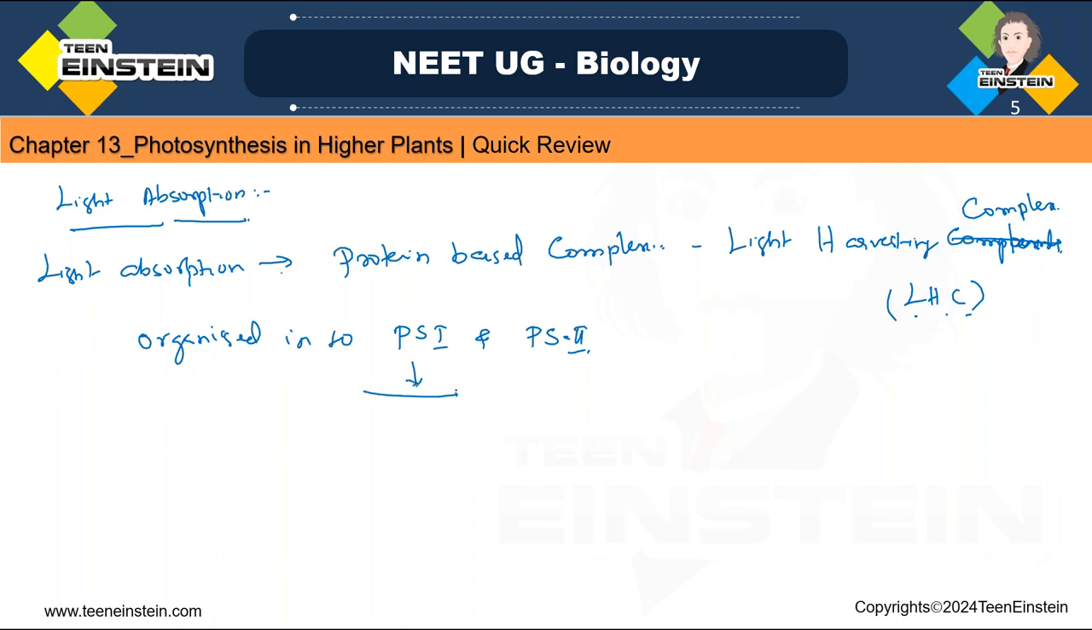Let's see about photosystem 1 or pigment system 1. The reaction center in this pigment system is P700, which absorbs light of wavelength 700 nanometer. That's why we are writing it as P700. And this photosystem 1 can carry on cyclic photophosphorylation independently.